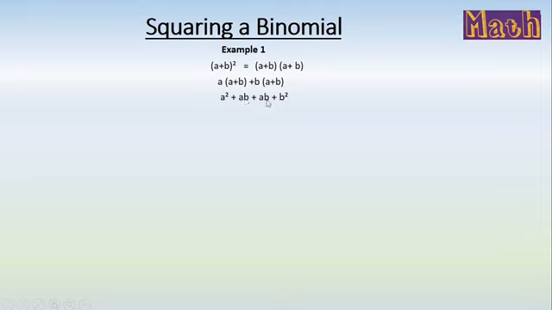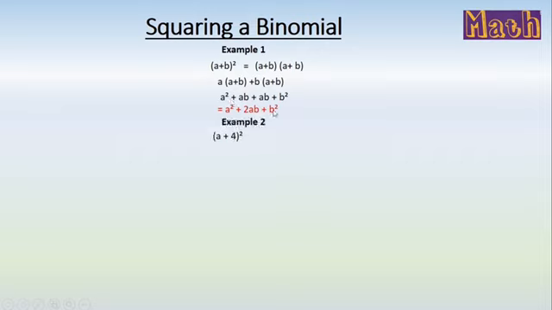This ab and ab are like terms, so I can add. One is attached to the ab here, and another one is here. So 1 plus 1 will give me 2, so it becomes 2ab. And the a squared and b squared are unlike terms, so I'll just repeat them below. So I have a squared plus 2ab plus b squared.